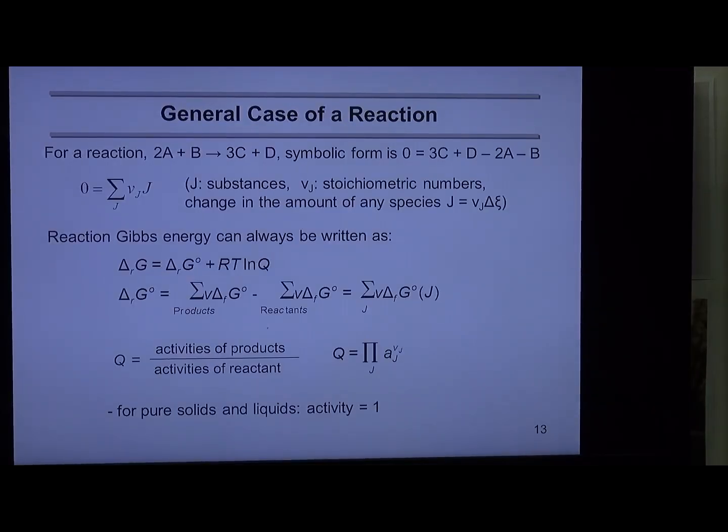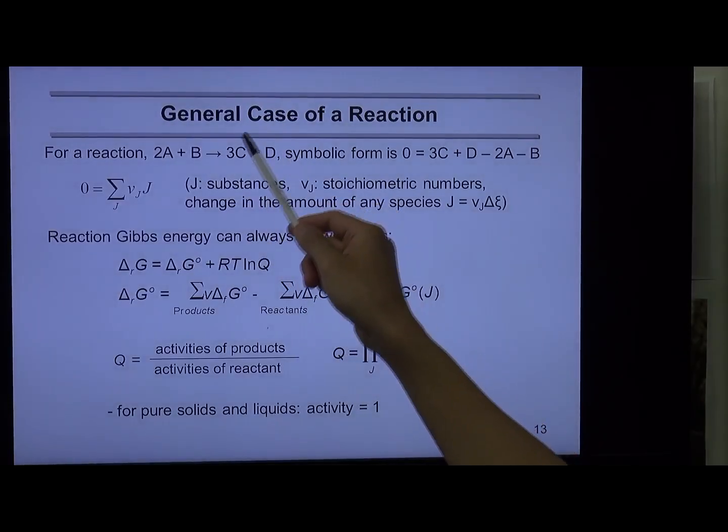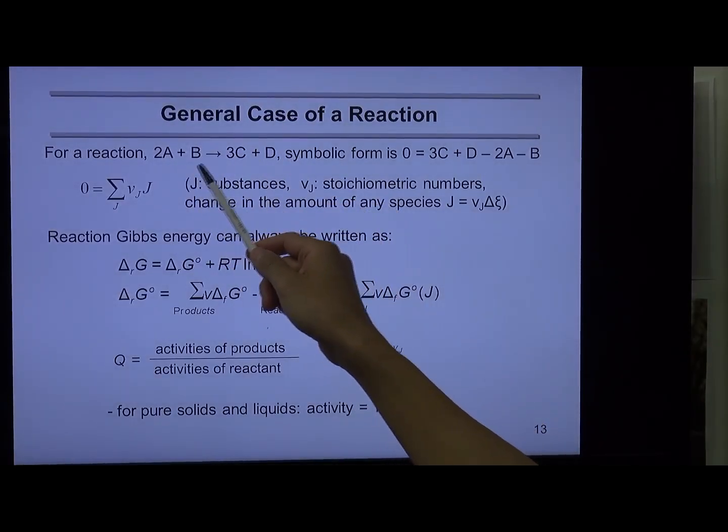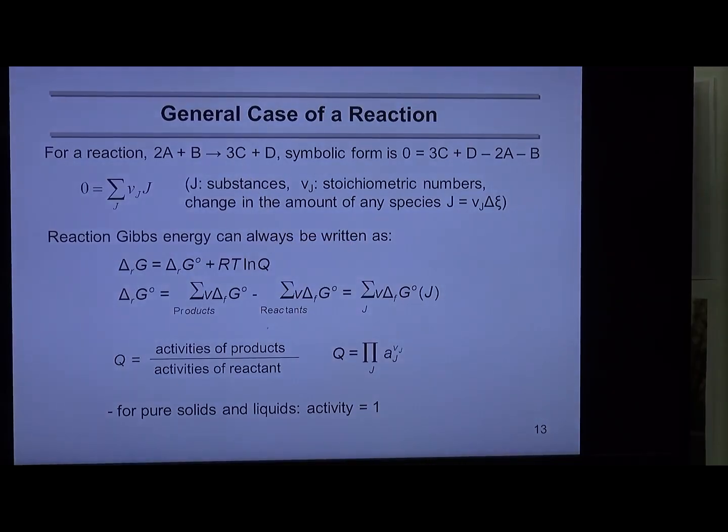General case of a reaction. We only considered a very simple reaction, right? From A to B, where A was a reactant and B was a product. How about a much more complicated or general chemical reaction, such as 2A plus B changes to 3C plus D?